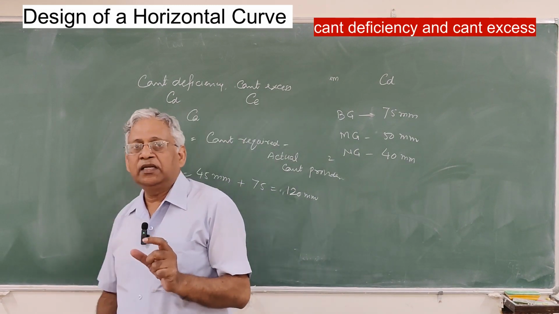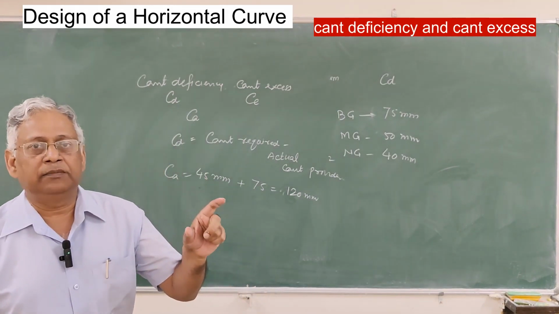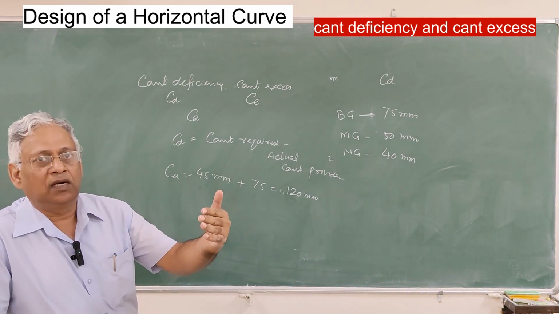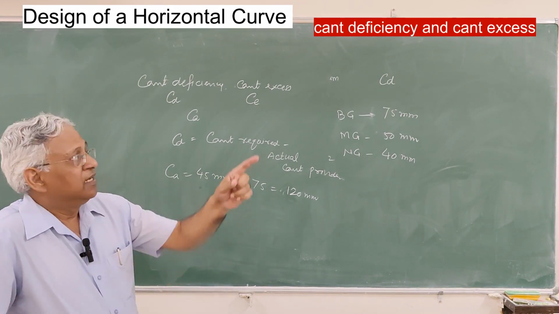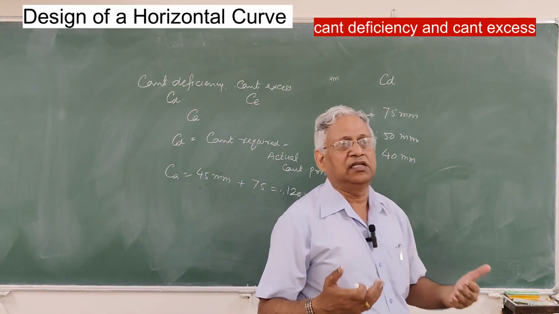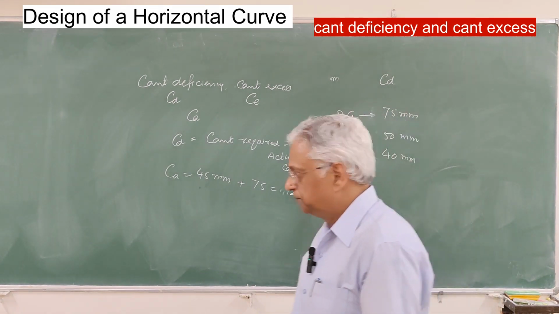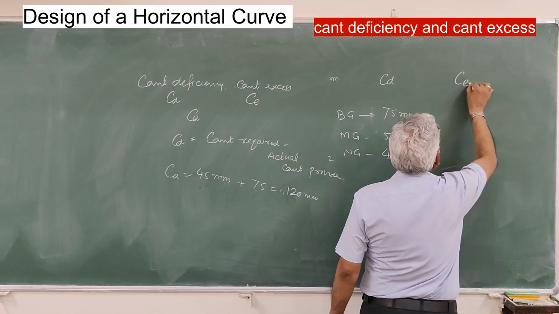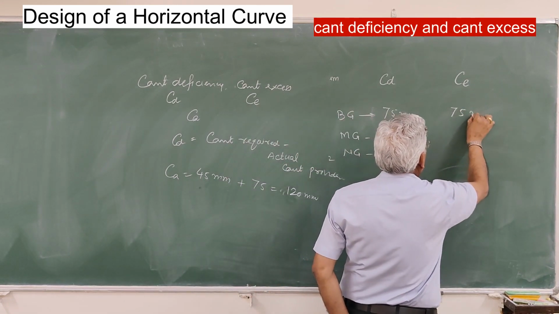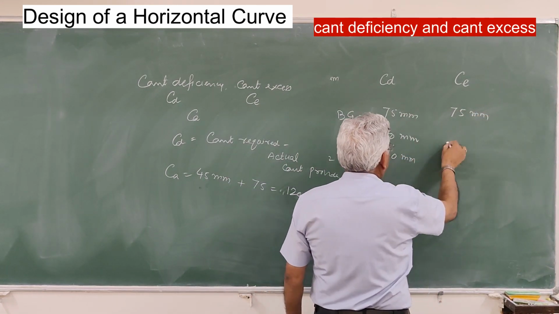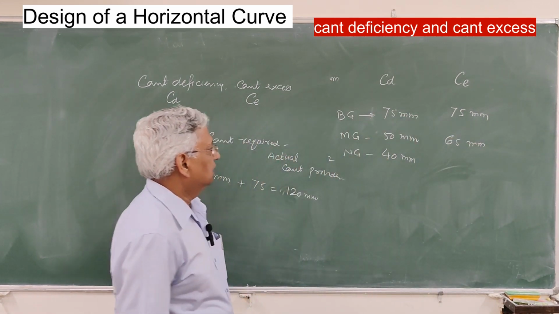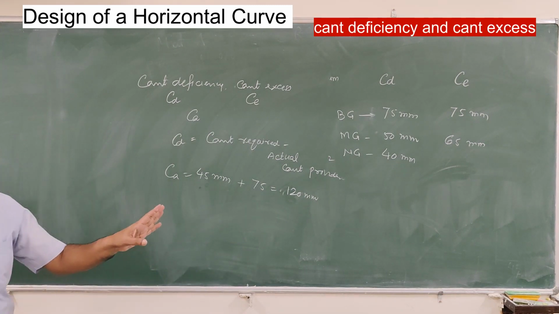Now, same is the case with Cant excess. Cant excess is when actual speed is less than equilibrium speed. In that case, the Cant provided is more than what is required at particular speed. Now, it is important because on the same track you have slow trains and you have fast trains also. And therefore, the Cant excess on broad gauge is same, that is 75 millimeter. On meter gauge it is permitted up to 65 millimeter. And on narrow gauge it is same, 40 millimeter.